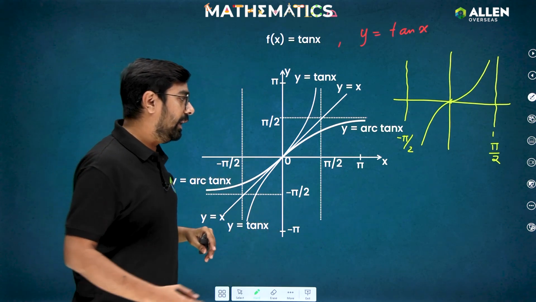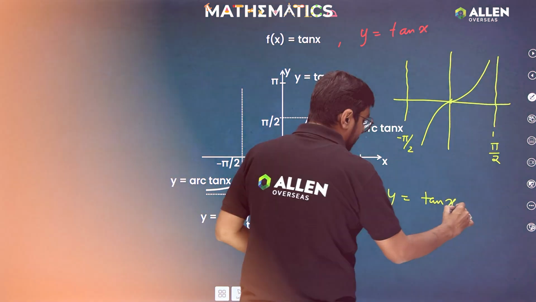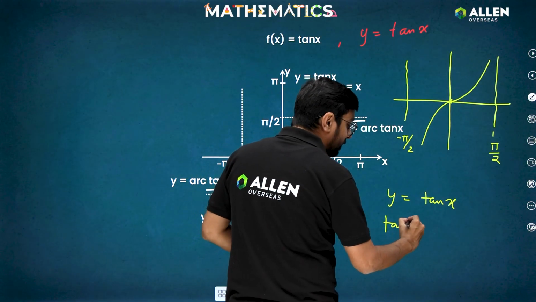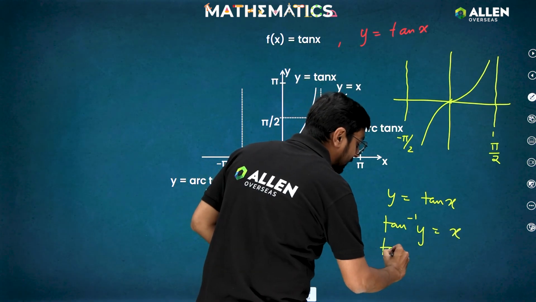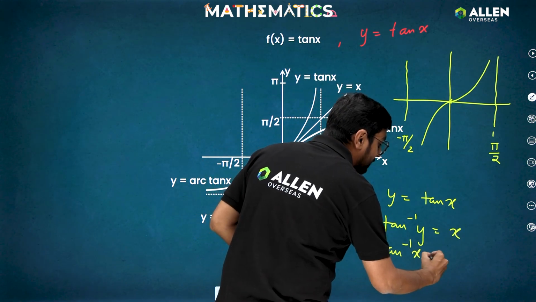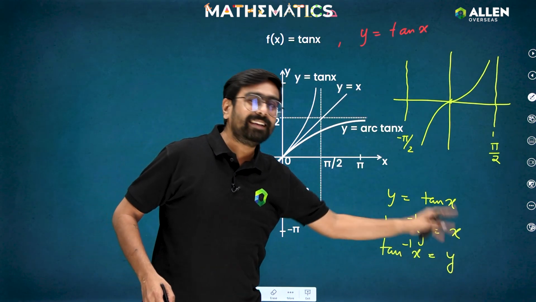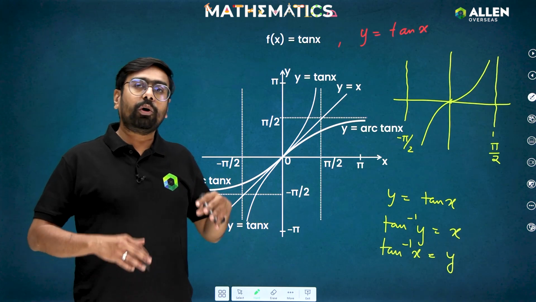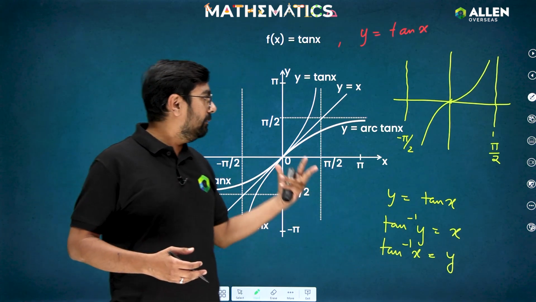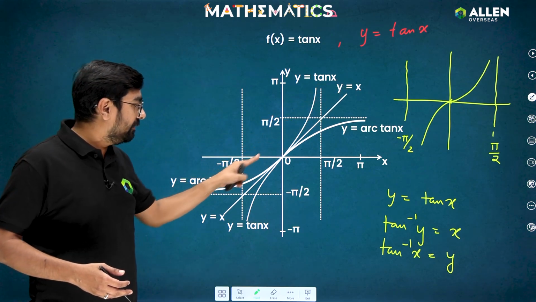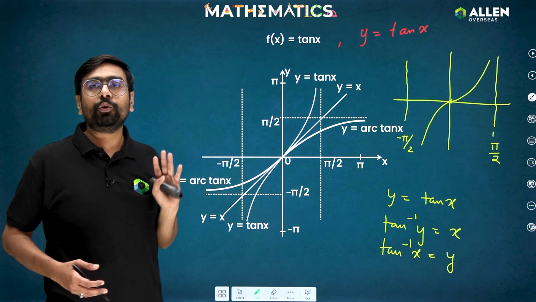Now if I talk about the inverse, if I'm writing y is equal to tan of x, then tan inverse of y will be equal to x. And I can also say tan inverse of x is equal to y. Now this time x has become a value and y is representing an angle. So while doing the inverse, I have to interchange x and y. And basically I have to find the reflection of tan x in the line y is equal to x.